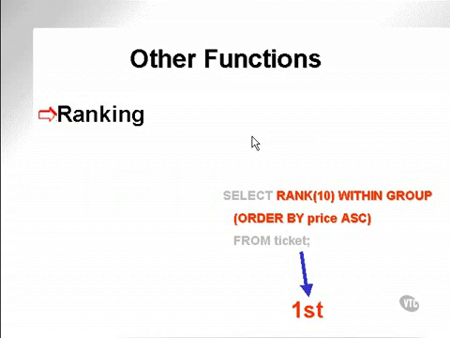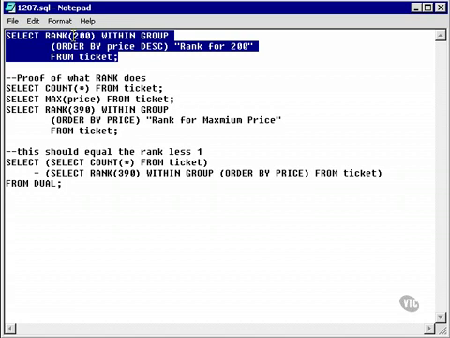Now let's go and look at some other functions, namely analytical functions and some additional miscellaneous grouping functions. Ranking. We've already seen ranking before. Let's take a look at an example. Let's go and find the rank of the value 200 within the ticket table ordered by the price in descending order.